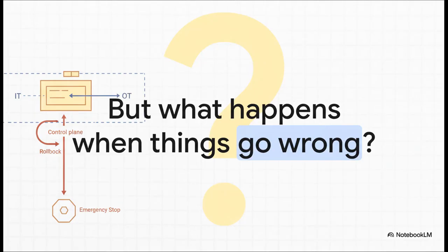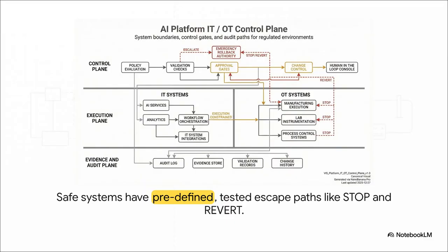Because let's be real, no matter how much you plan, something is going to go wrong. It's just inevitable. A sensor will fail, a model will see some weird data and misinterpret it. Something. So the question is, what is your plan for when things go sideways? And if you don't have a predefined, rehearsed answer to that question, you frankly already failed. And our diagram shows us exactly what a good answer looks like.